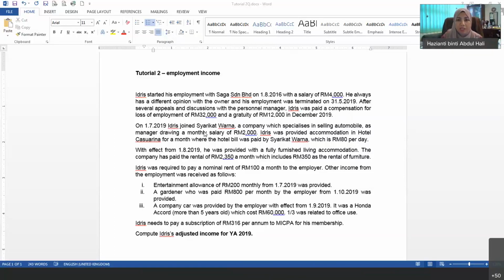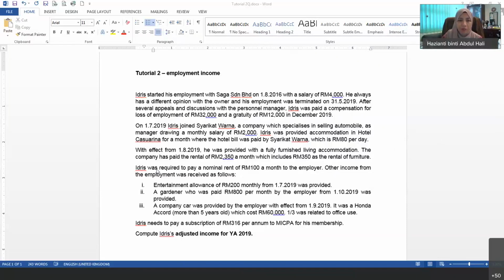So on 1st July 2019, Idris joined Syarikat Warna, a company which specializes in selling automobile, as manager, drawing a monthly salary of 2,000. Idris was provided accommodation in Hotel Kashurina for a month, where the hotel bill was paid by Syarikat Warna, which is 80 ringgit per day. So with effect from 1st August 2019, he was provided with a fully furnished living accommodation. The company has paid rental income of 2,350, which includes 350 as the rental of furniture. See, I can see a lot of figures here, 93 something lah, 61 something lah. Okay. Idris was required to pay a nominal rent of 100 a month to the employer.